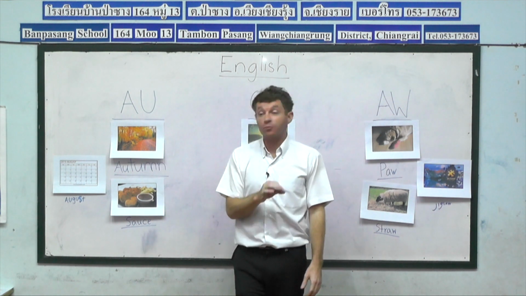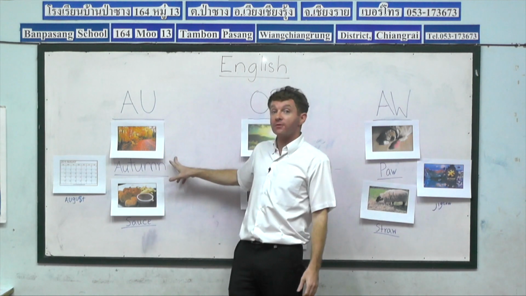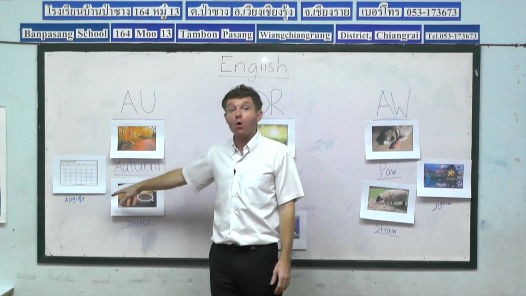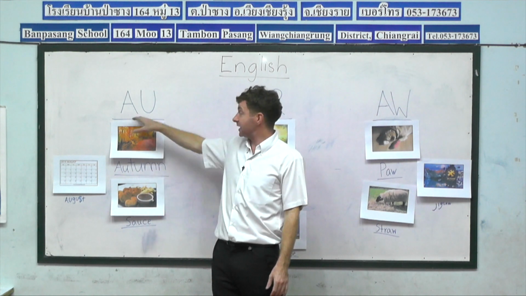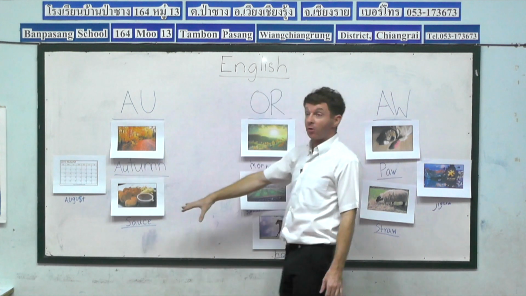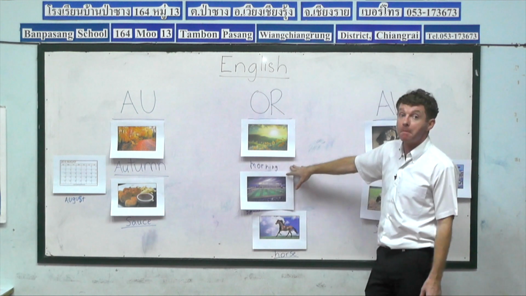Let's say the words one more time. Autumn. August. Sauce. So the AU spelling produces the O sound too. Just like morning.